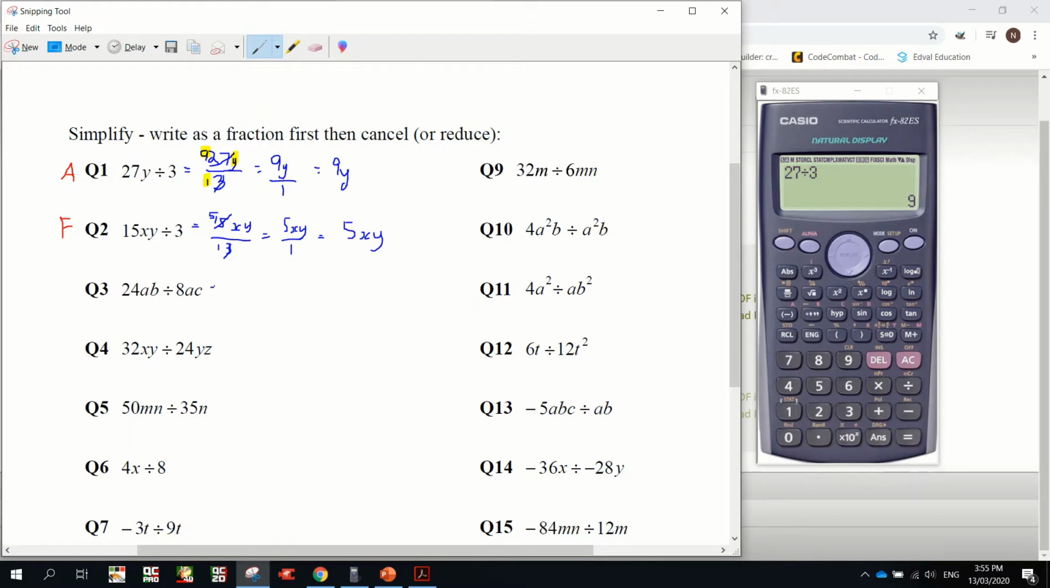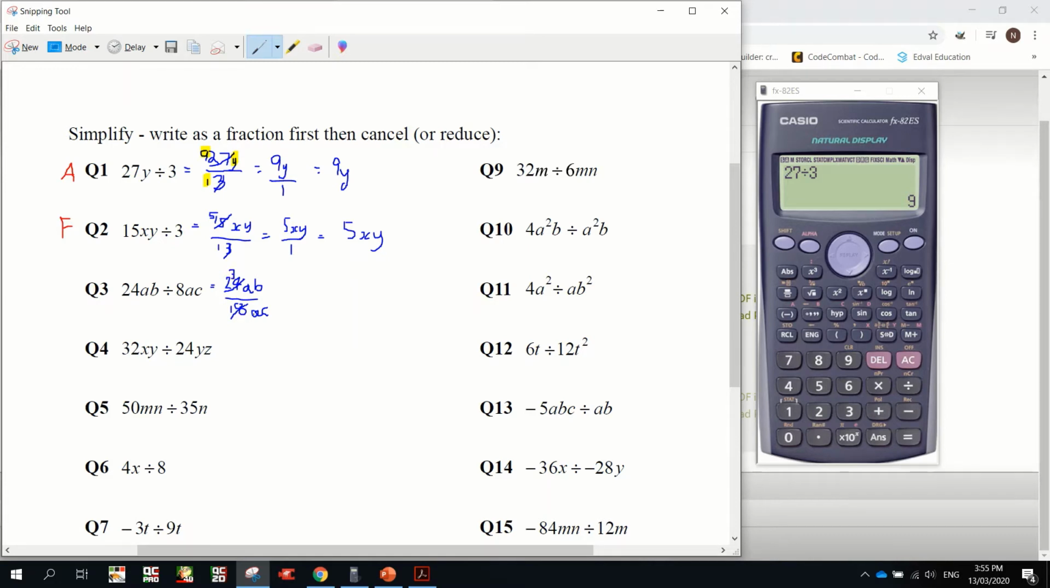Let's rewrite it. 24AB divided by 8AC. Okay. Highest common factor of 8 and 24. Well, I know my 8 times tables, and I know 8 goes into 8, and 8 also goes equally into 24. So how many times does 8 go into 8? Once. How many times does 8 go into 24?